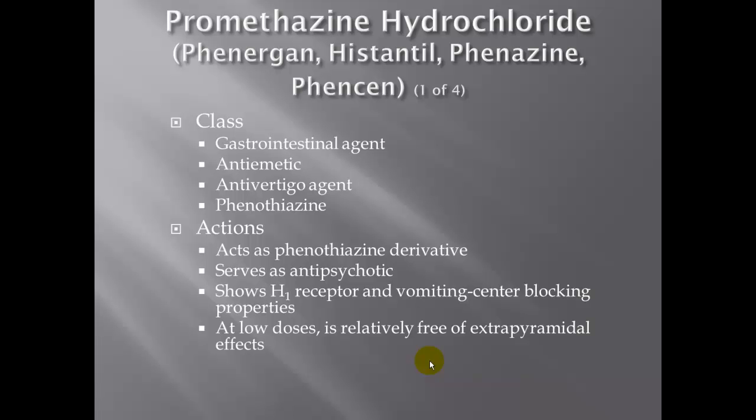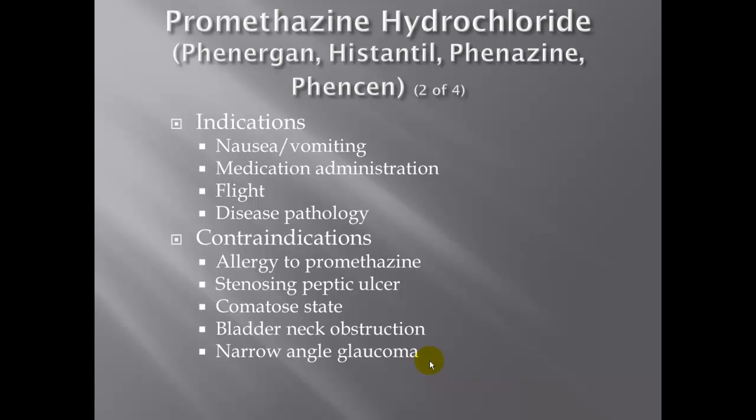Actions: acts as a phenothiazine derivative, serves as an antipsychotic, shows H1 receptor and vomiting center blocking properties. At low doses, it's relatively free of extrapyramidal effects. At higher doses, we can actually have some dystonias from this, to where the patient almost seems rigid, or extrapyramidal symptoms. Indication: nausea and vomiting, medication administration, flight, disease pathology of any sort. Contraindications: allergy to promethazine, stenosing peptic ulcer, comatose state, bladder neck obstruction, narrow angle glaucoma.